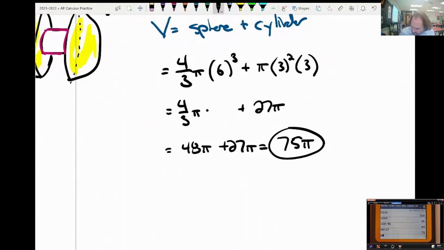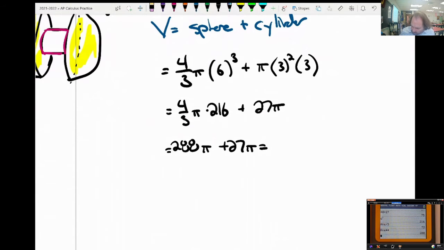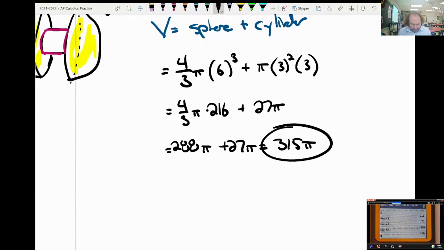Hang on, I gotta think about it. 6 to the 3rd is 216, which does divide by the 3, by the way. It does divide to make 72, but 72 times 4 is 288 pi. There we go. Well, I'm glad I checked that really quick. 288 plus 27 is going to give us 315 pi. That's a better answer. There we go. Checked it. Got it. Okay, cool.